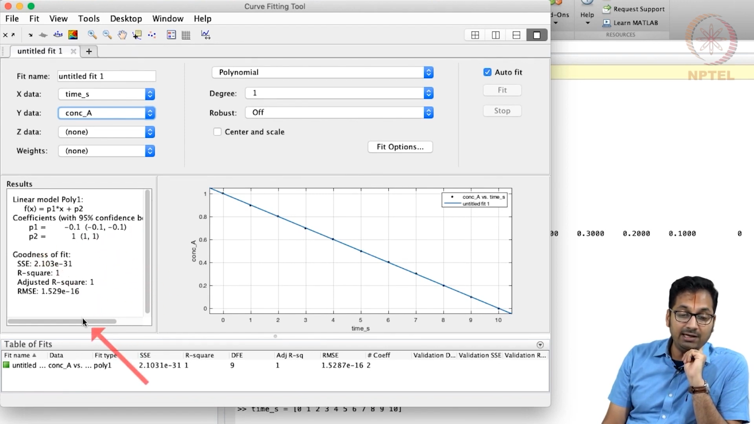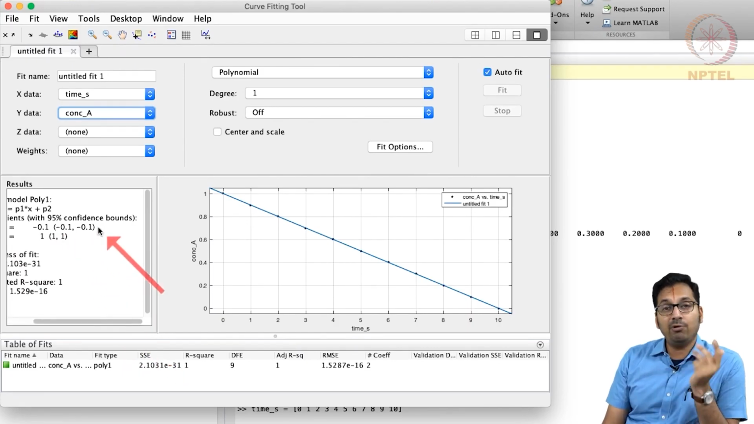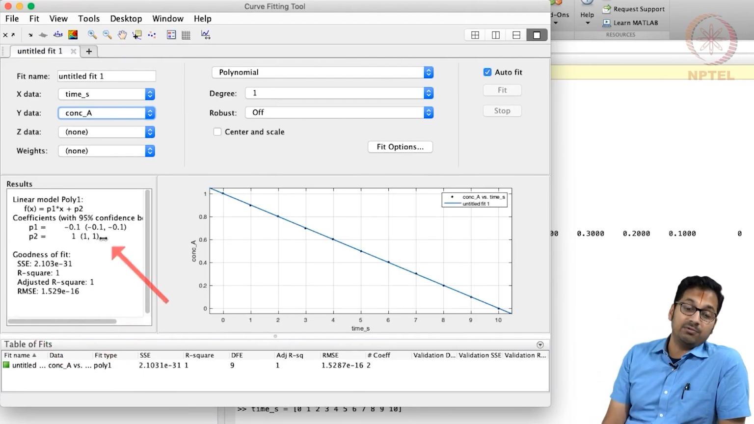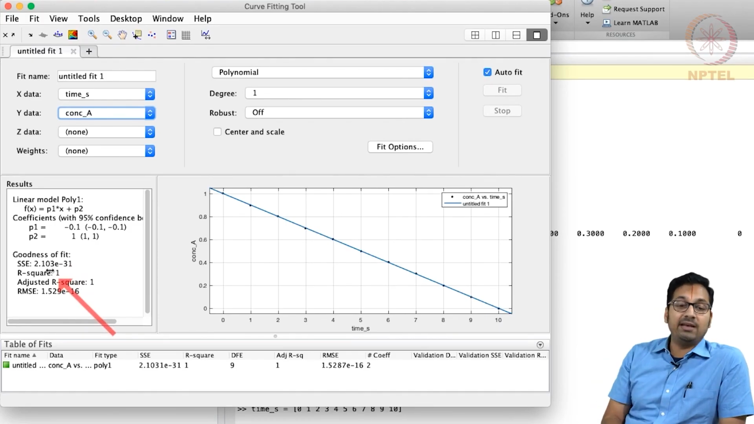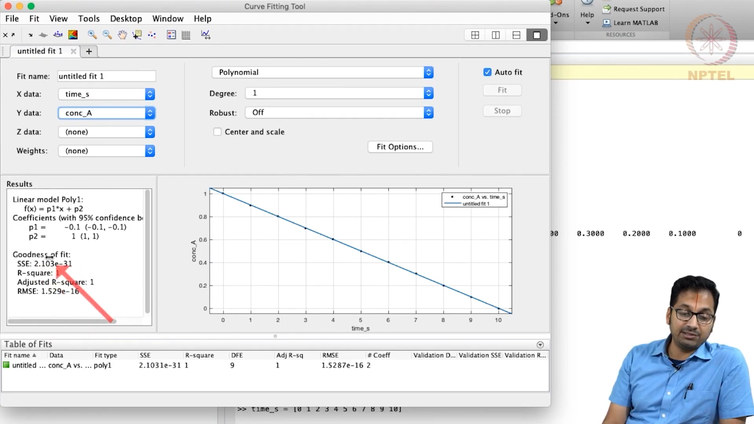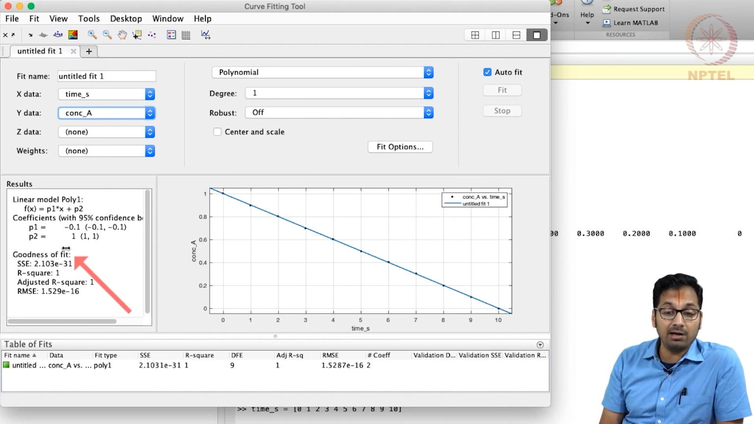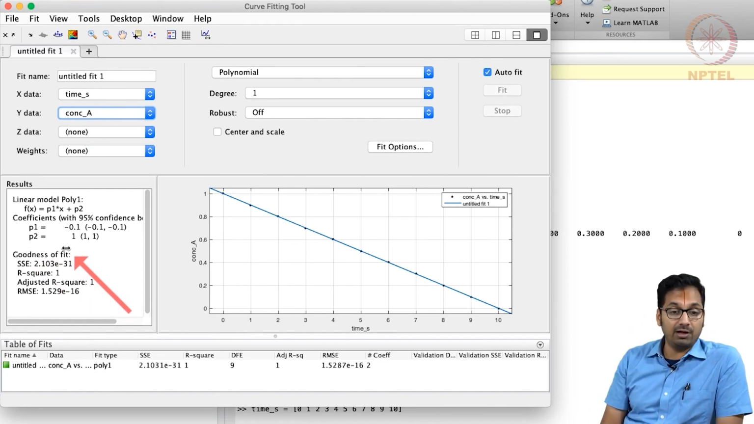It's saying within the 95% confidence interval, the range is -0.1 to -0.1, meaning that there is literally no uncertainty, and so is the case for the intercept, which goes between 1 and 1, which means that the only value it can take is 1. The R square comes as 1, which once again is what we saw even in the Excel spreadsheet, and there are also other ways of judging the goodness of fit, so you can understand how well your model agrees with the data that you have generated.